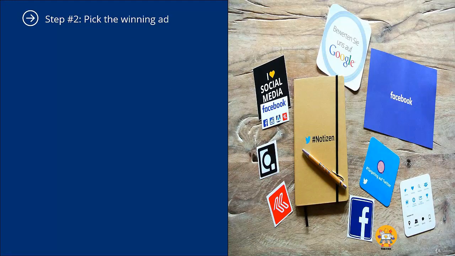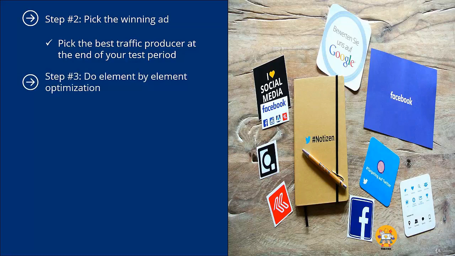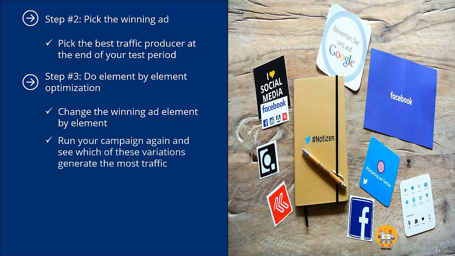Step number 2, pick the winning ad. Pick the best traffic producer at the end of your test period. Deactivate everything else and stick with the winning ad. Step number 3, do element-by-element optimization. Change the winning ad element by element. Start with the headline. Make 5 different versions of the ad, each with different headlines. Run your campaign again and see which of these variations generate the most traffic. Deactivate the rest, and then take the winning headline and see if you can come up with a tweak that would increase the conversion rate.